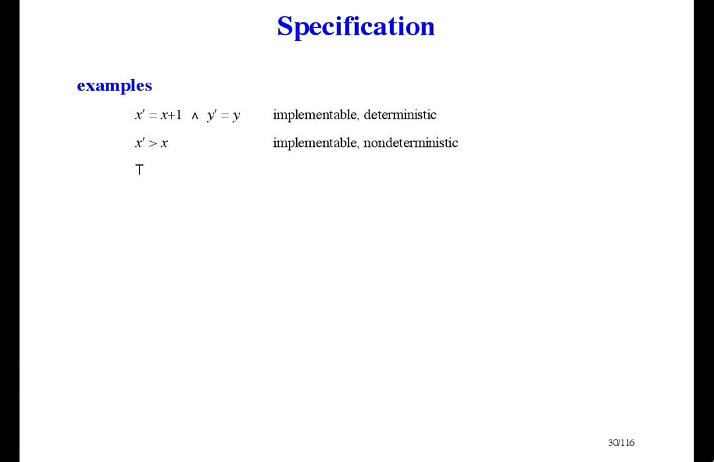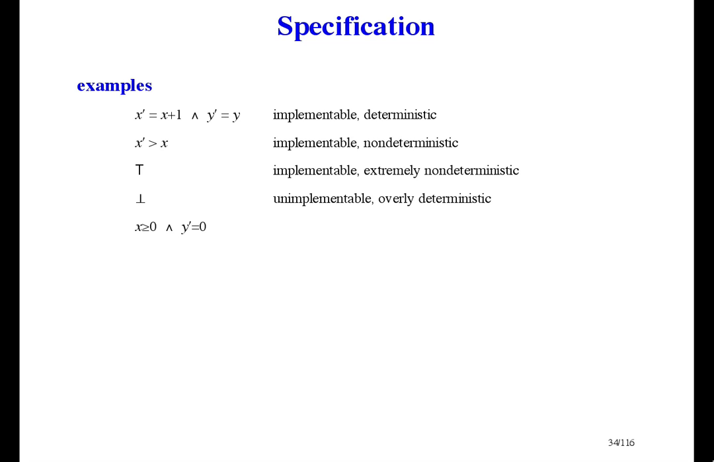The easiest specification to implement is true. All behavior satisfies it, so it doesn't matter what the computer does. It's implementable and non-deterministic. And the other extreme is false, which is not satisfied by anything, so it's unimplementable.